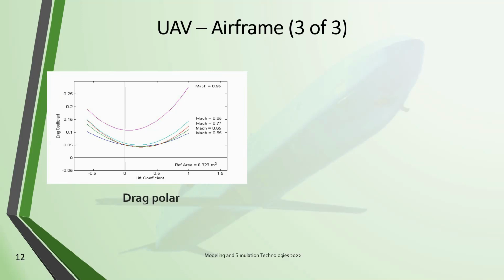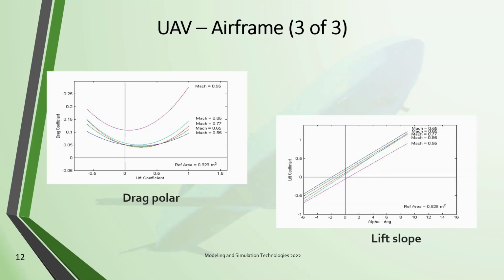Now we are using a simplified aerodynamic representation of this UAV using drag polars. That's quite adequate and useful for 5 degrees of freedom simulations. As you see, drag coefficient is plotted against lift coefficient, and as the Mach number increases, the drag increases. We also need the lift slope curves. Here we plot lift coefficient versus angle of attack, and as you see, they are linear, and the slope is almost constant throughout the Mach range.